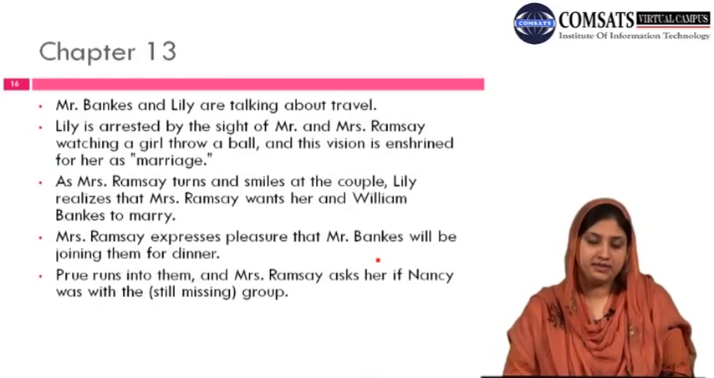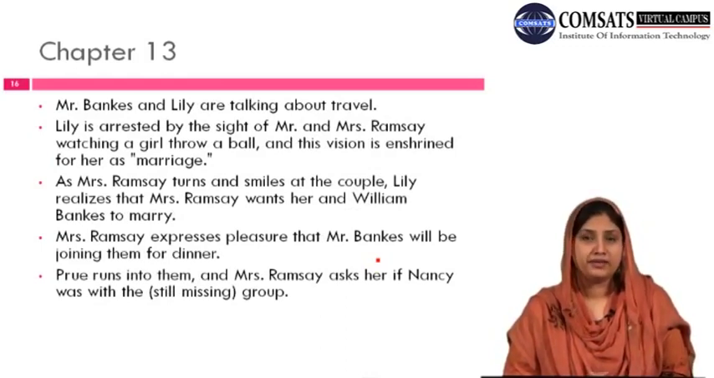And chapter 13 starts here. Mr. Banks and Lily are talking about travel. Lily is arrested by the sight of Mr. and Mrs. Ramsey watching a girl throw a ball, and this vision is enshrined for her as marriage. As Mrs. Ramsey turns and smiles at the couple, Lily realizes that Mrs. Ramsey wants her and William Banks to marry.